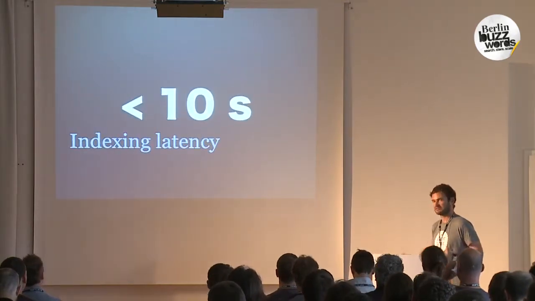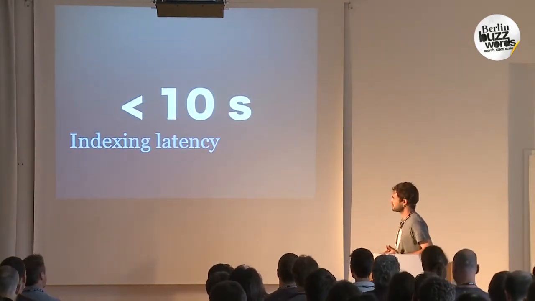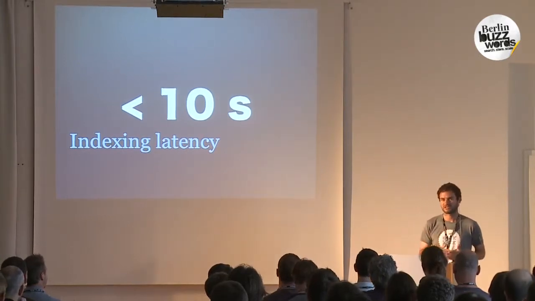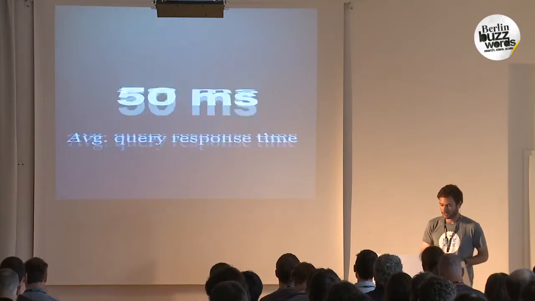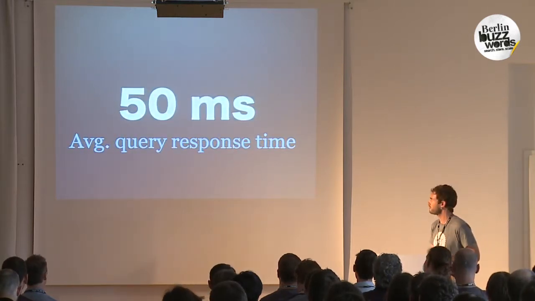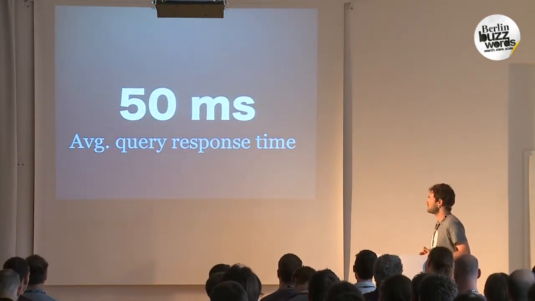We have an indexing latency of less than 10 seconds. It means it doesn't take more than 10 seconds between you tweeted something and it's searchable. Our average query response time for all these 2.3 billion queries is like 50 milliseconds.